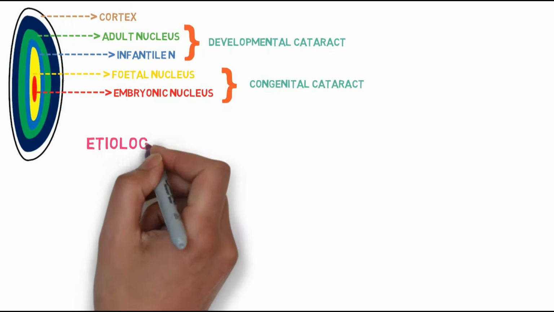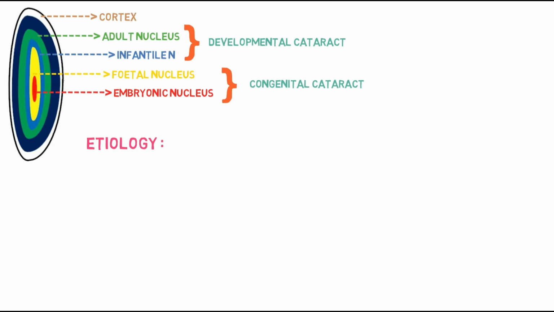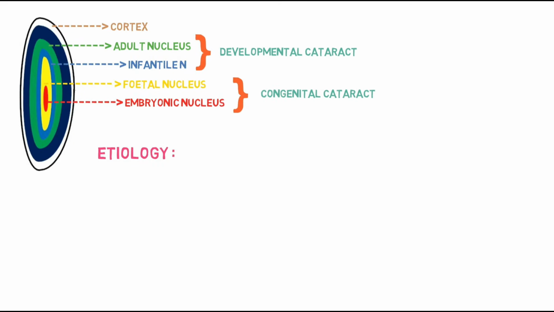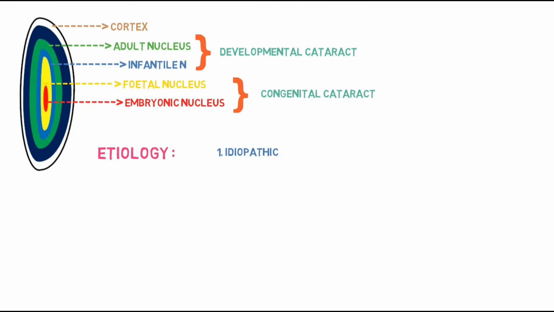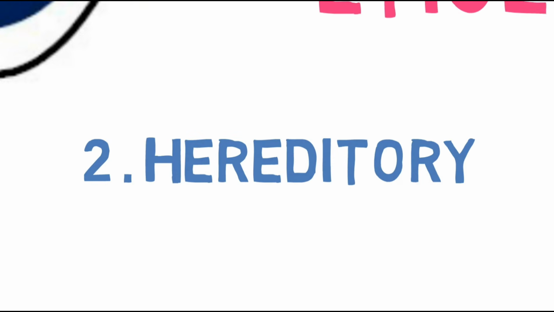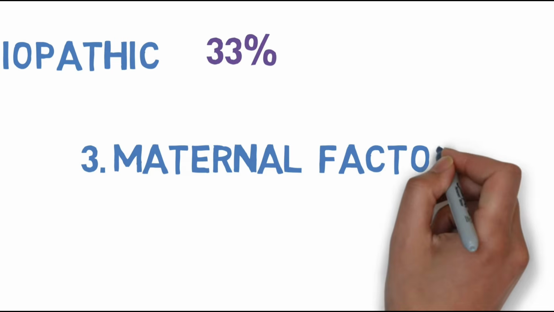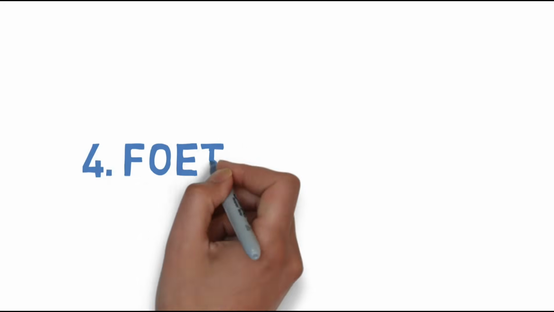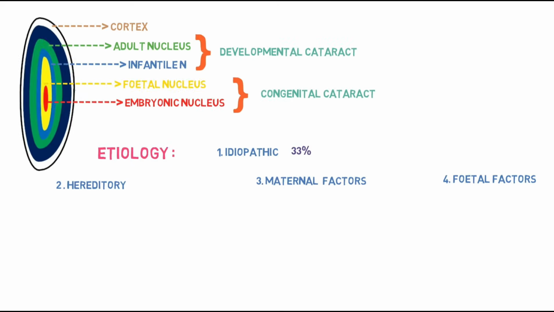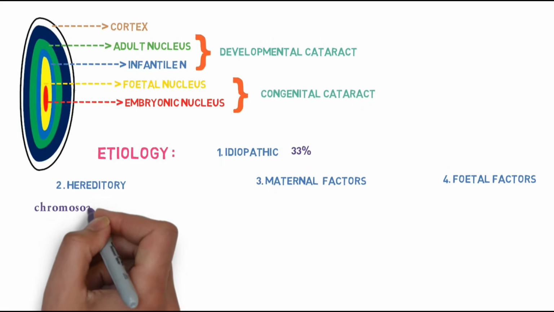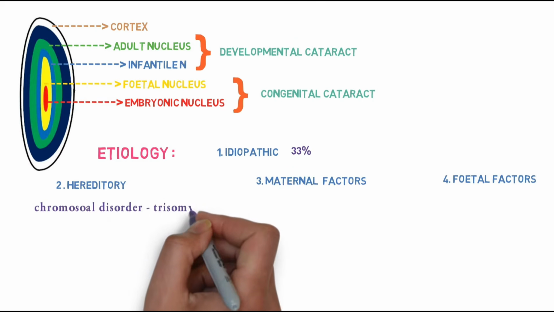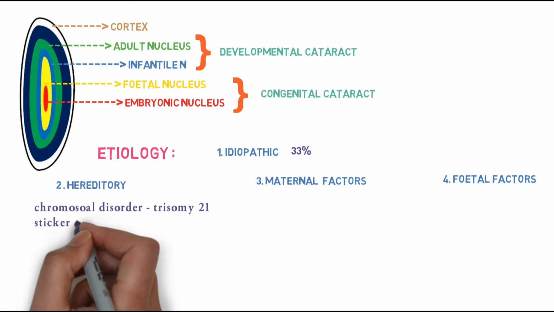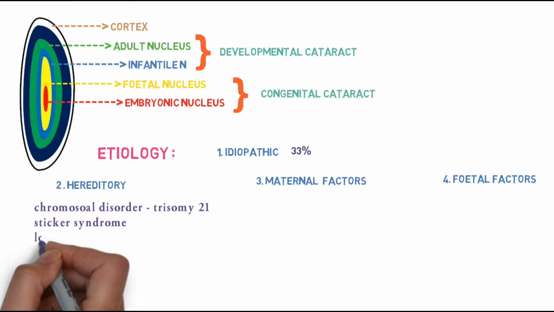Now what is the actual etiology behind the disturbance of the normal growth of the lens? So the etiology is: 33% idiopathic, it can be hereditary, maternal factors or fetal factors. In hereditary, the major causes are chromosomal disorders, like trisomy 21. It can occur due to Stickler syndrome or Lowe syndrome.